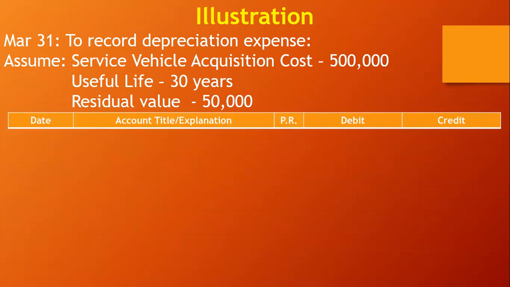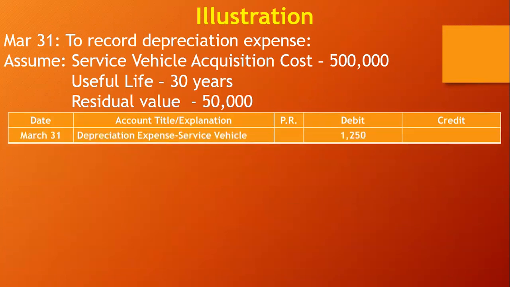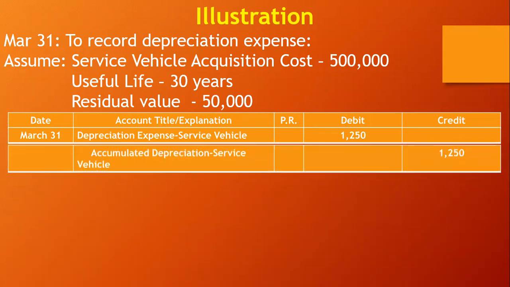So this is the entry. No? Depreciation expense, service vehicle, debit of 1,250. Okay? Alamin natin kung paano na-compute yan. Okay? So, and then credit to accumulated depreciation, service vehicle of 1,250. Okay, and take note of this as well.